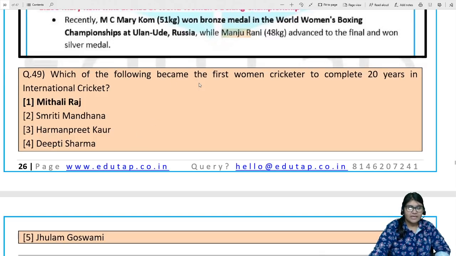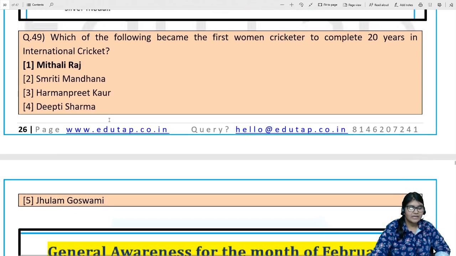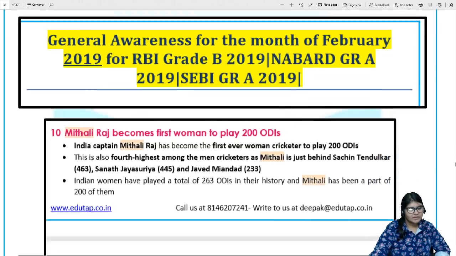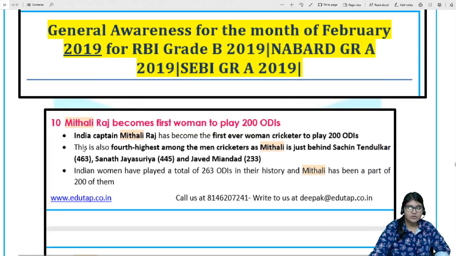Which of the following became the first woman cricketer to complete 20 years in international cricket? Easy one, you could have guessed it right away. It is Mithali Raj. So this was there in the month of Feb 2019, but this again was an easy question. We had also covered this in our magazine. So Mithali Raj becomes the first woman to play 200 ODIs.